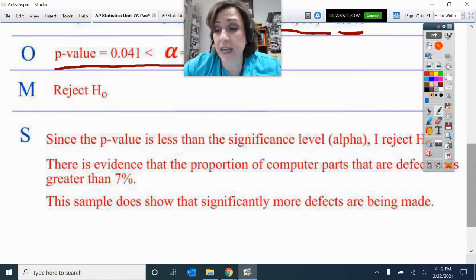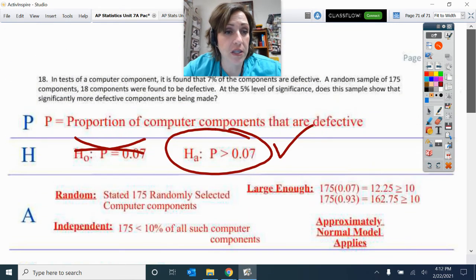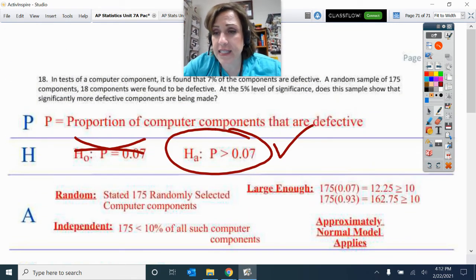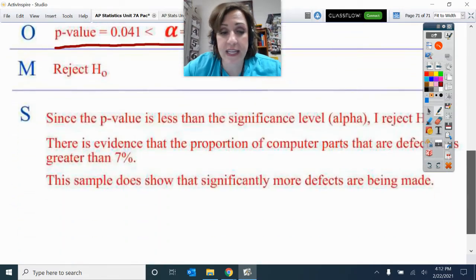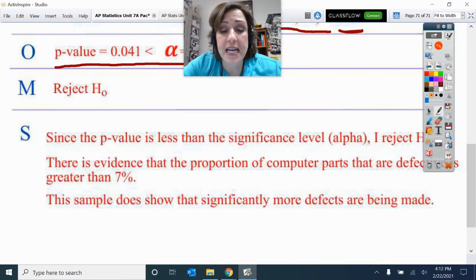Then I go double check. Let me check my question. Does this sample show that significantly more defective components are being made? And that answer is yes. So I answer that. This sample does show that significantly more defects are being made.